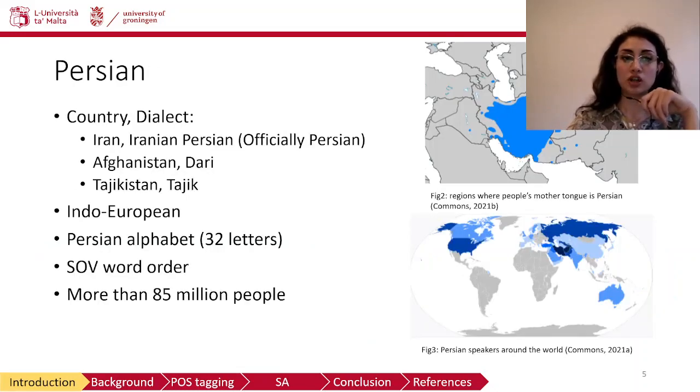Persian is the official language of Iran, and it is also spoken in Afghanistan and Tajikistan. It's an Indo-European language. The Persian alphabet has 32 letters, it has the SOV word order, and more than 85 million people around the world speak Persian.